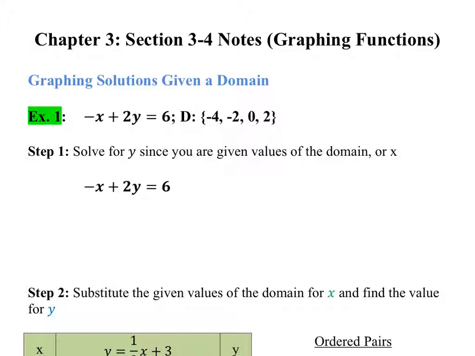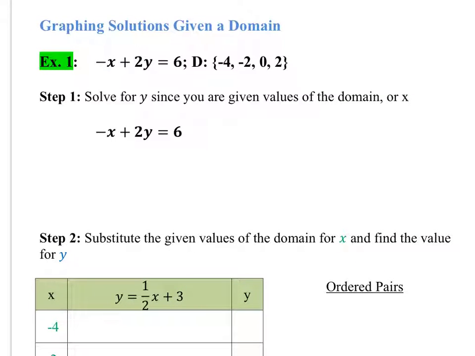So 3-4 is taking a function rule and graphing it. And so this is a little bit more work, but we'll shorten the work up as we move along. So your first function rule that we have here is negative x plus 2y is equal to 6. And you've been given a domain of -4, -2, 0, and 2.